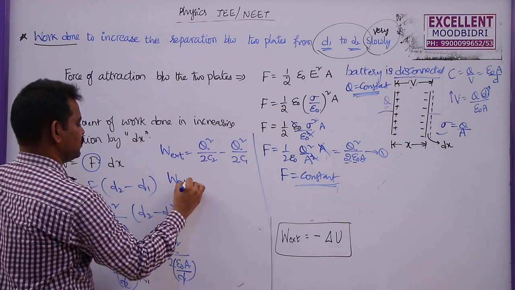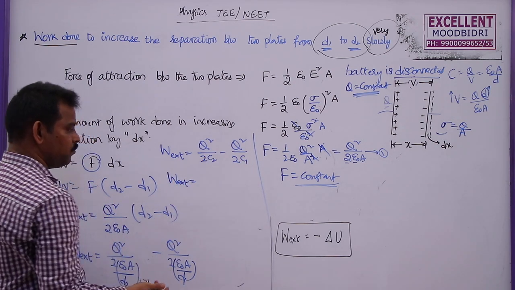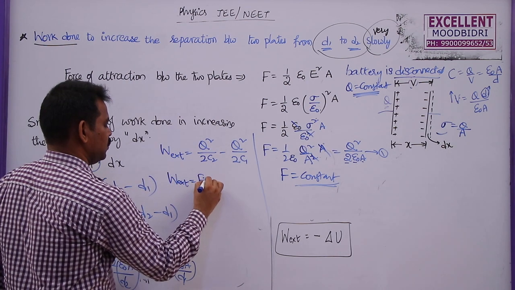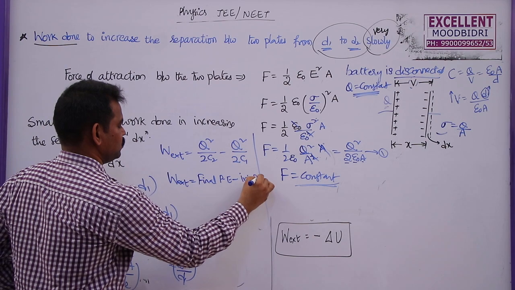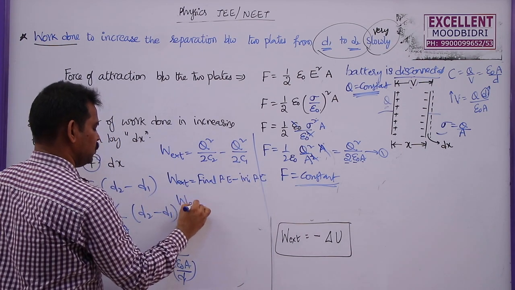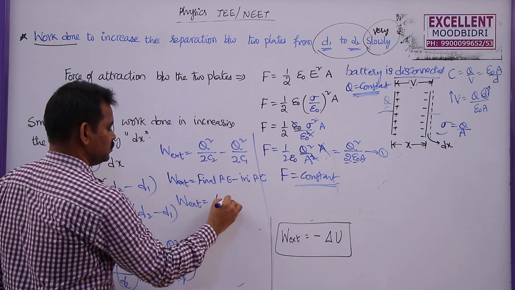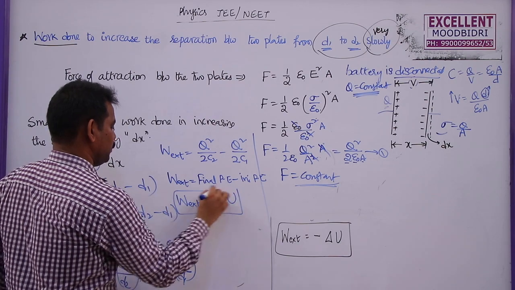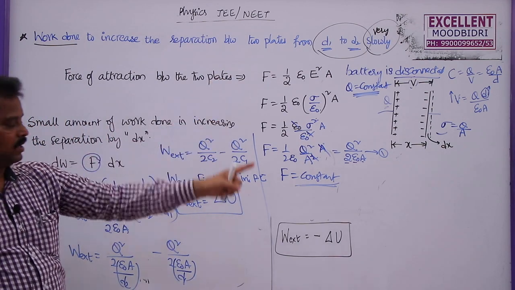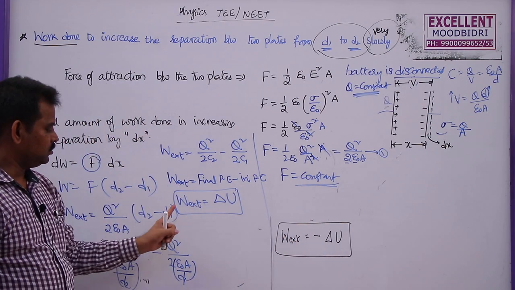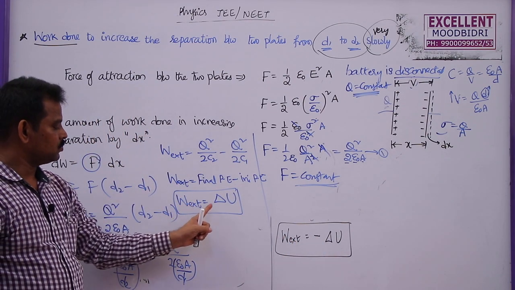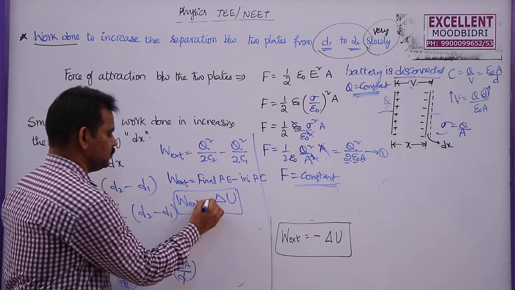So the work done by the external force is the final PE, the final energy stored in the capacitor, minus the initial energy stored in the capacitor. So what is the work done by the external force? This is the delta U. Remember, if the battery is connected, the work done by the external force is equal to minus dU. If the battery is disconnected, the work done by the external force is equal to plus dU. Here this is plus dU.